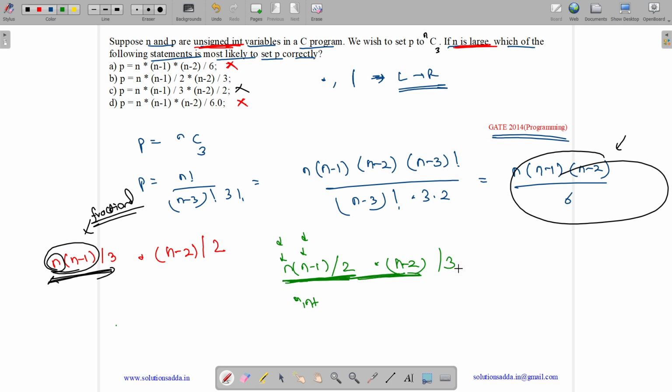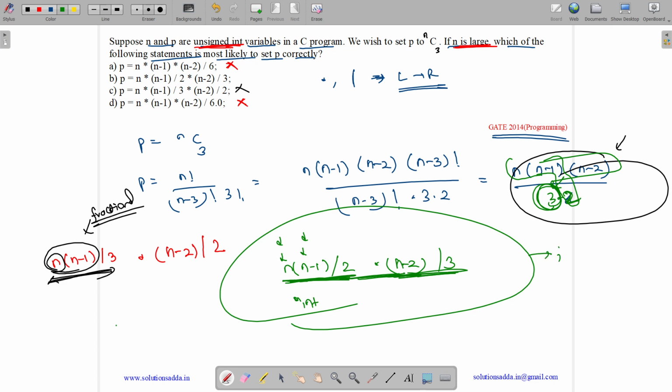Now divide by 3. See, n into n minus 1 into n minus 2 is divisible by both 3 and 2, which means it is divisible by 3. Then this term, n into n minus 1 by 2 multiplied with n minus 2, will also be divisible by 3. So this term will be divisible by 3 and it will give an integer value if this term is giving an integer value. So the correct answer is option B.